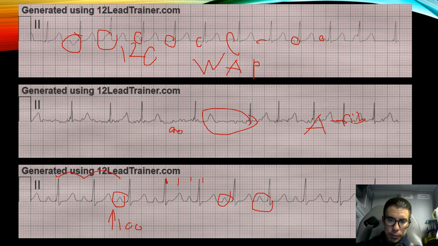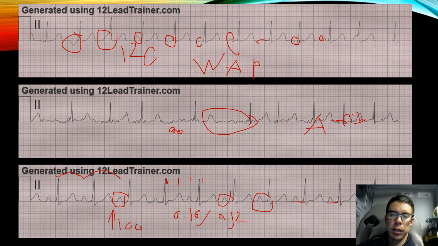So I'd call those sinus. They are symmetrical. PR interval is pretty consistent at about 0.16 seconds. QRS is at about 0.12. So those are all good. So I would call this actually sinus tach.